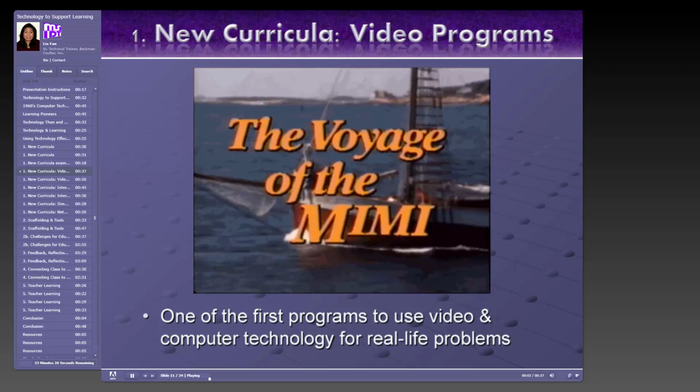The Voyage of Mimi, created by Bank Street College in 1984, was one of the first programs to use video and computer technology to introduce learners to real-life problems. This 13-episode program aired on PBS, taught middle school learners about science and math by following the crew of the Mimi, exploring the oceans, and taking a census of whales. To view a brief video of the Voyage of Mimi, please click on the image provided.